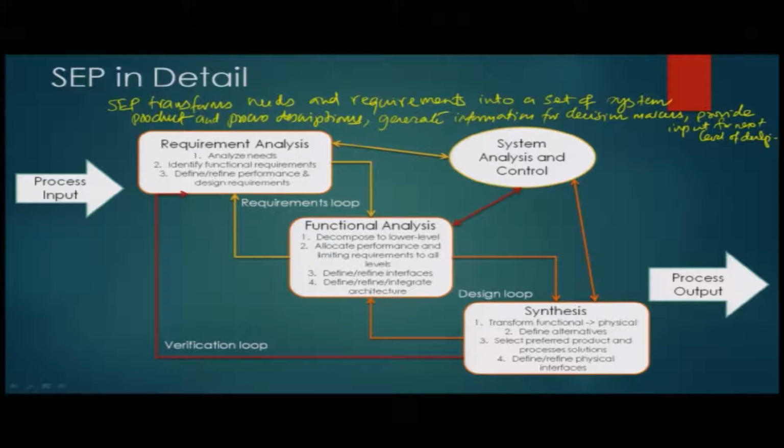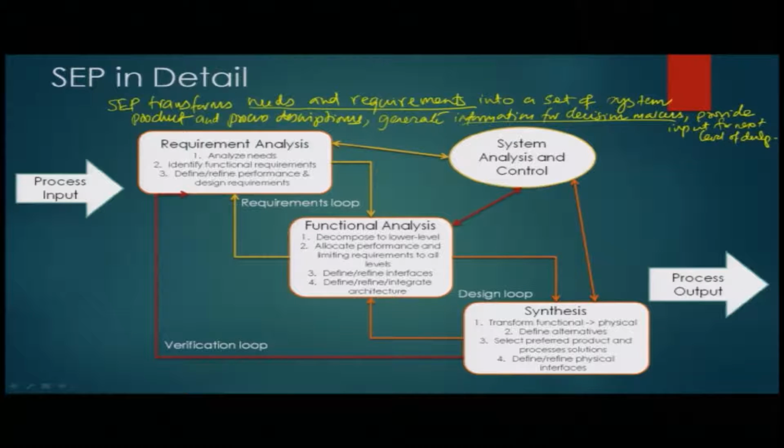Okay. So, the systems engineering process transforms the needs and requirements specified by the user or the customer into a set of system, product and process descriptions. So, generate those descriptions. It also provides information for the decision makers, so that they can decide which alternative to choose from, and also provides input for the next level of development. So, from one level you move to the next one.